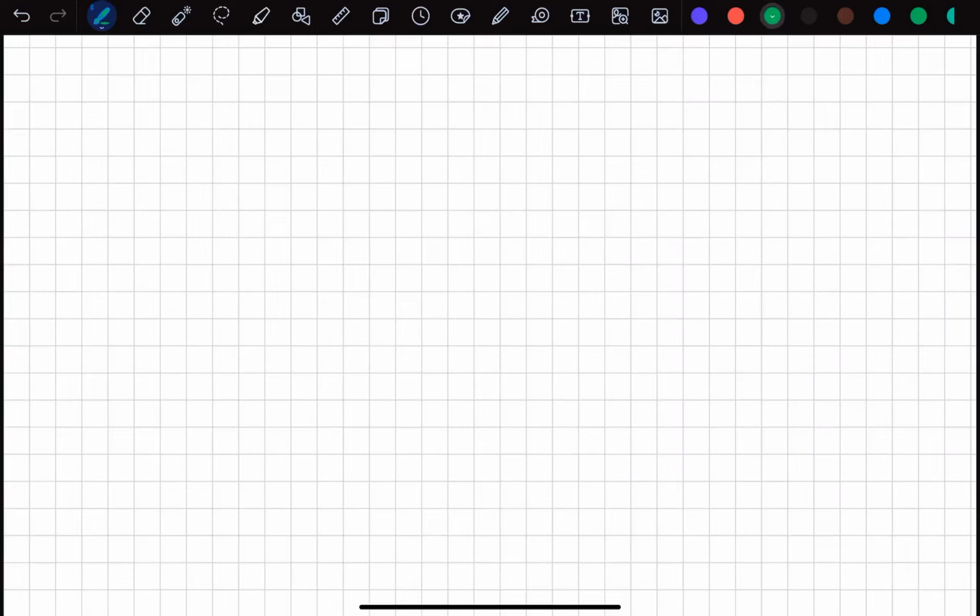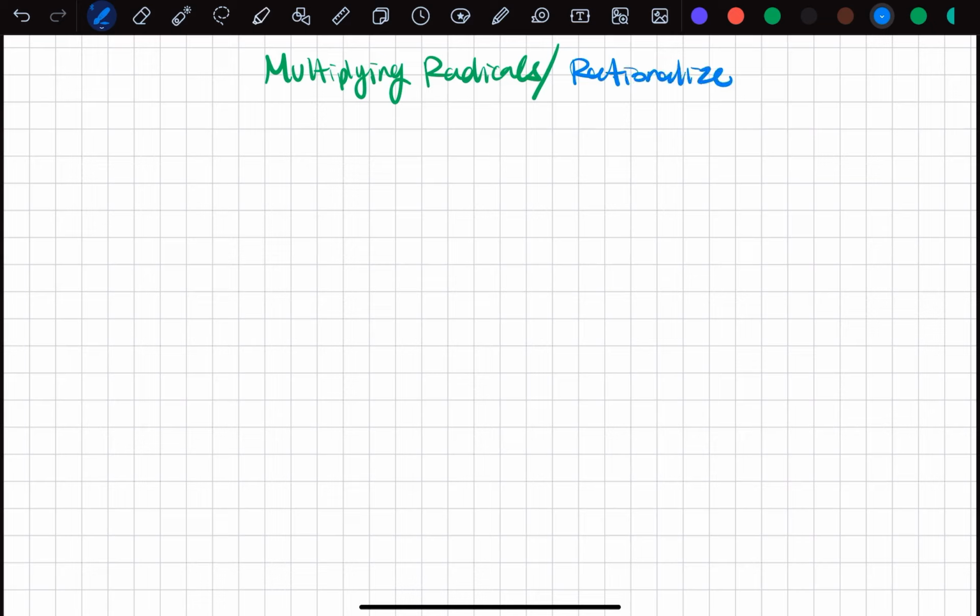All right, so in this video, I want to go over multiple things. So we'll talk about multiplying radicals. I also want to go over how we can rationalize, and I'll do a little mention on dividing. But before we go into that, there's a couple things that you need to notice when you see this type of problem.